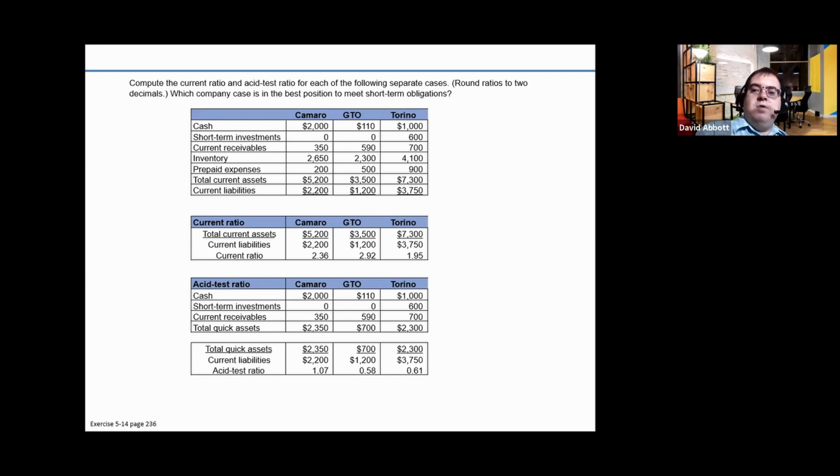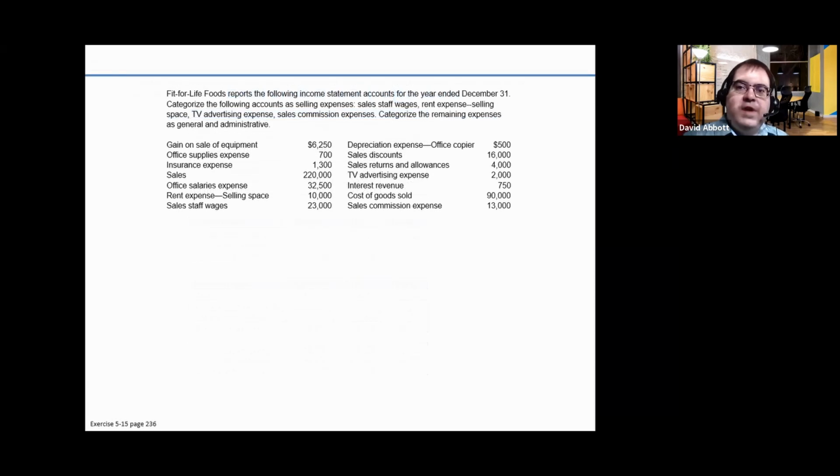The reason for that is that these are the things they could turn around a lot quicker in order to pay, right? Your inventory, they're going to have to sit on that for a while, and with prepaid expenses, you can't get that money back very quickly. So what they're mainly concerned about are the things they could turn around a lot faster. You see here that for the quick assets, Camaro has the highest, and the ratio is a lot higher. It's more than 1. But GTO doesn't have enough, and Torino doesn't have enough either. So it's important to use that to monitor and think about whether you have enough assets that you could turn around to meet your current liabilities if you needed to. So this next one is going to be doing a multi-step income statement.